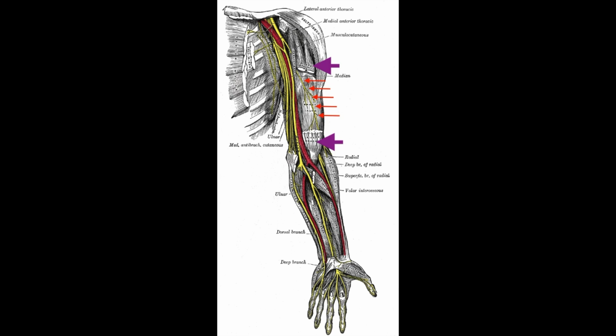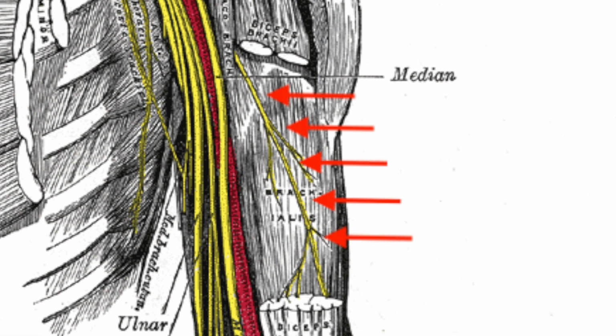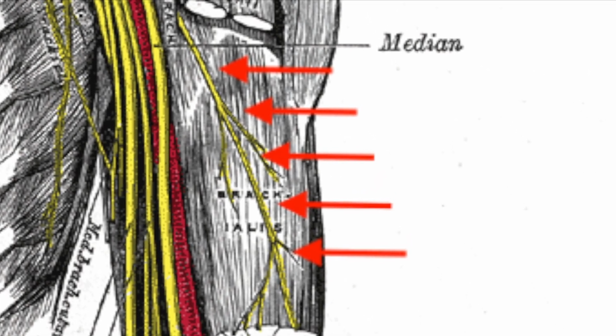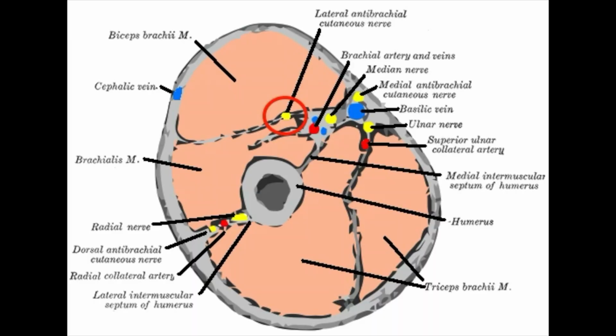In this drawing, the purple arrows demarcate the biceps tendon, which has been transected to allow us to see the musculocutaneous nerve directly behind it. This is a cross-sectional anatomy drawing of the same lateral antebrachial nerve or musculocutaneous nerve sitting directly behind the biceps but superficial to the brachialis muscle.